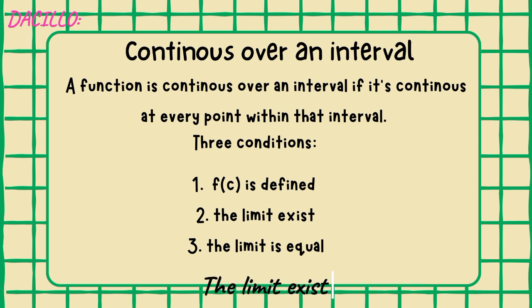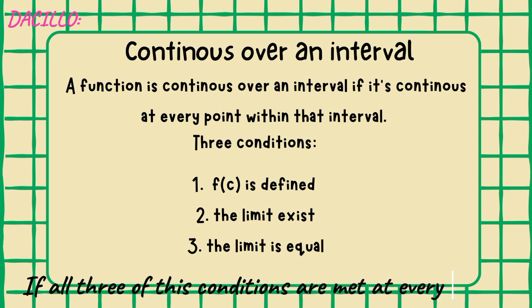The limit exists. The limit exists at c. As x gets closer and closer to c, the function's value approaches a specific number. The limit equals the function value. The number the function approaches as x gets close to c is the same as the actual value of the function at c. If all three of these conditions are met for every point c in the interval, then the function is continuous over an interval.